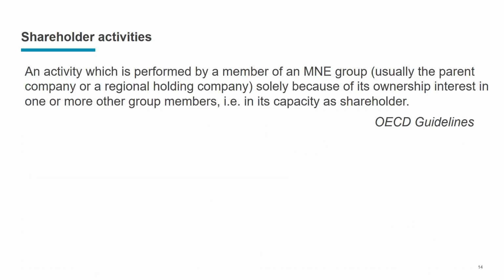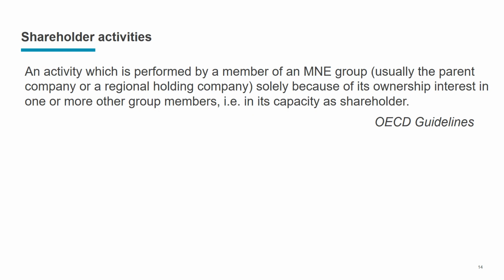So what are shareholder activities? According to OECD guidelines, shareholder activity is an activity which is performed by a member of a multinational group, usually the parent company or regional holding company, because of its ownership interest in one or more other group members. In other words, in its capacity as a shareholder. So those services are not for the benefit of the subsidiary, which may participate in or contribute to this activity, but this service is solely for the need of the holding or parent company as a shareholder. And there are several examples which OECD guidelines and our textbook also include.